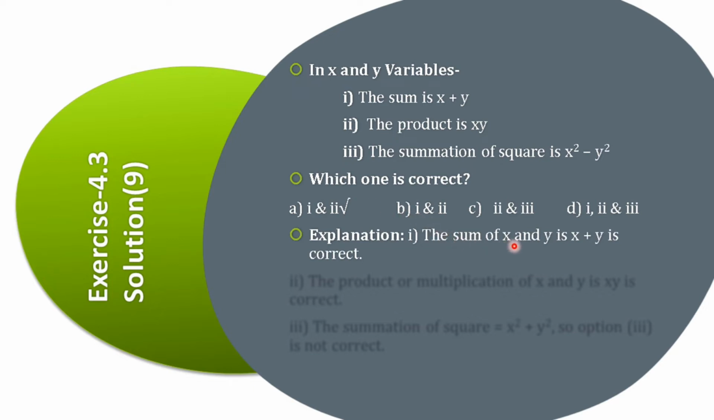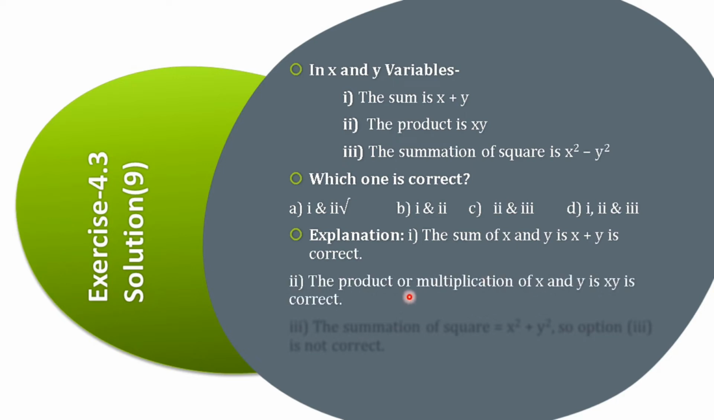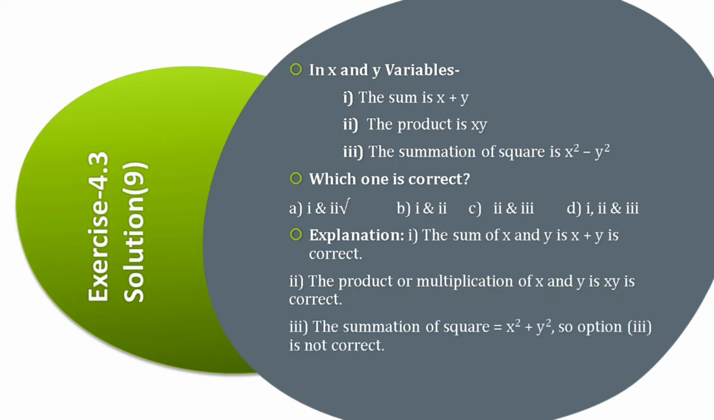Number 1, the sum of x and y is x plus y. It is correct, as you can see. The product or multiplication of x and y is xy. It is also correct, my dear. The summation of a square equals x square plus y square. So option 3 is not correct because here the summation of a square is written as x square minus y square. That is the subtraction, my dear, not the summation. As you know, summation is the addition. So the summation of a square is x square plus y square.